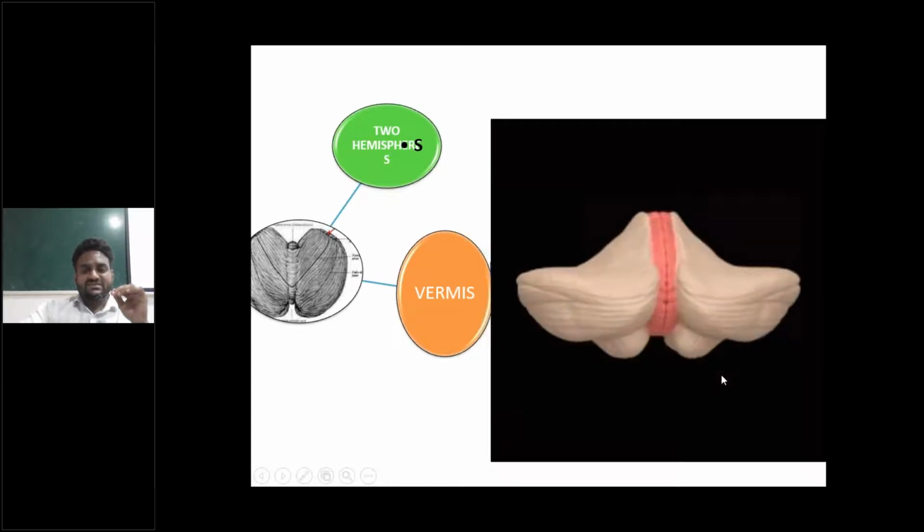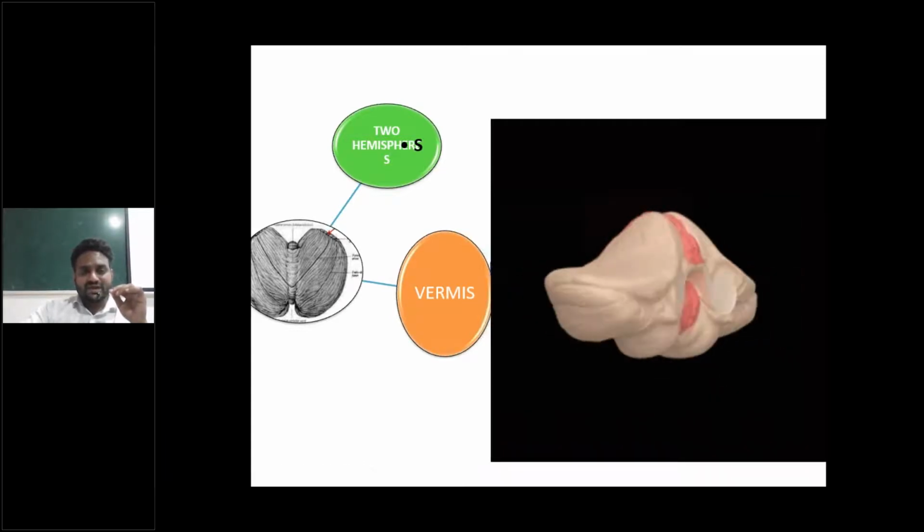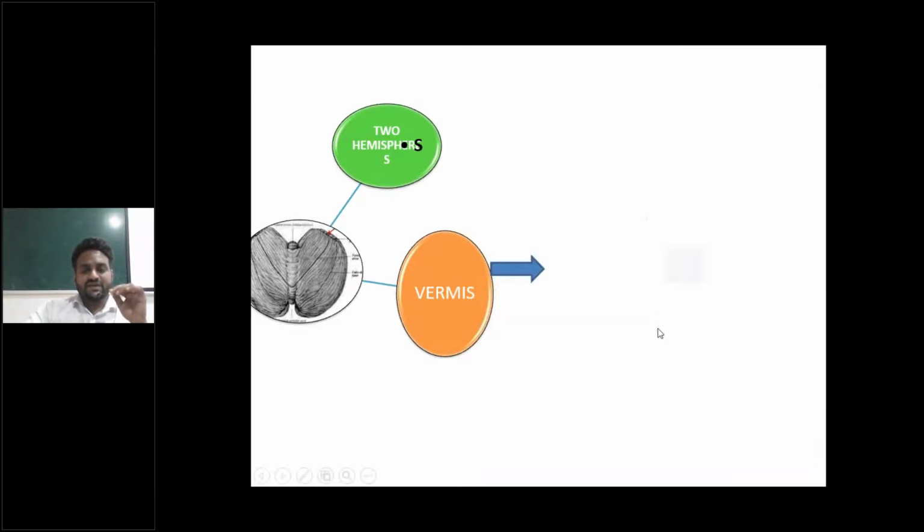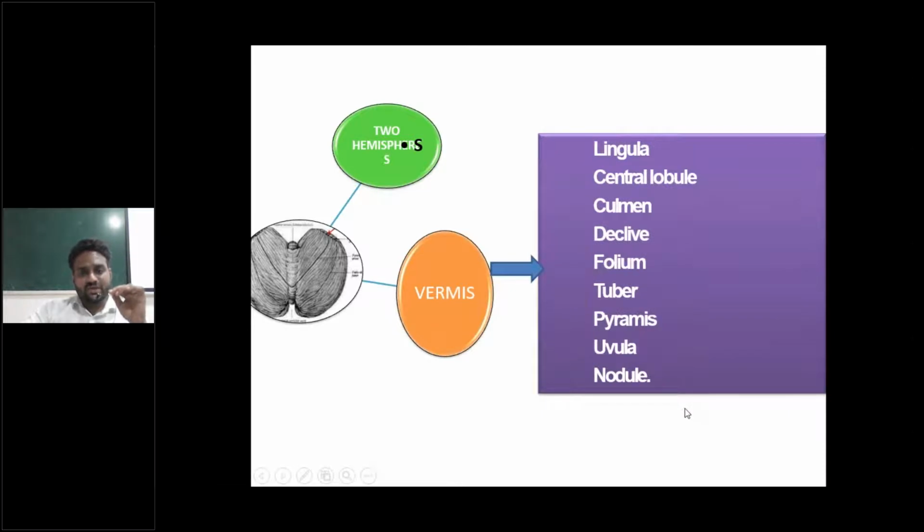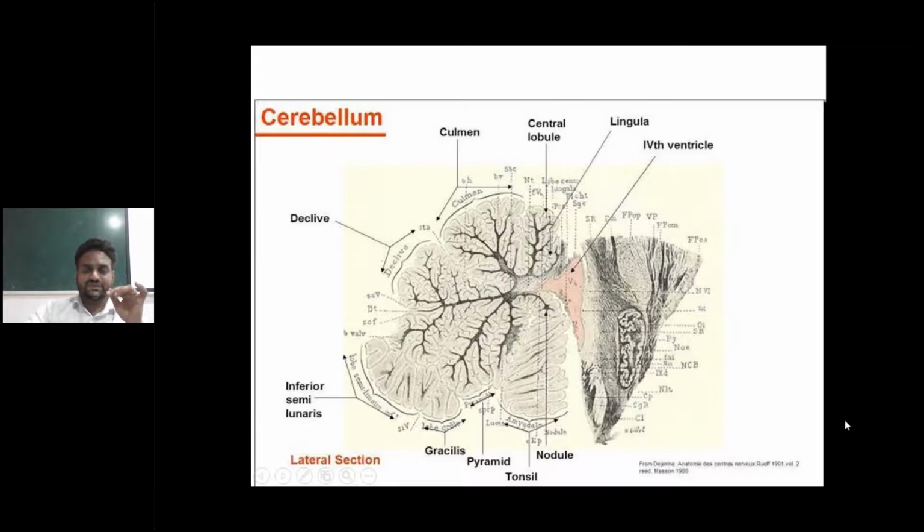Then we come to the vermis, which connects the 2 cerebellar hemispheres. It is formed by 8 parts. You know the 8 parts of the vermis. This is also a short notes question, 3 marks question. Lingula, central lobule, culmen, declive, folium, tuber, pyramid, uvula, and nodule. We can see the cross section of the vermis in this picture.